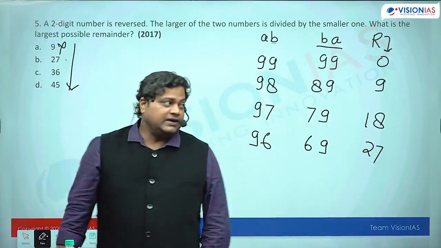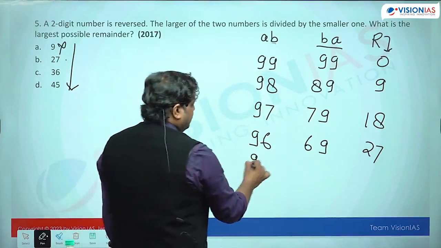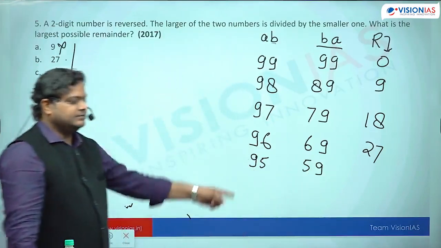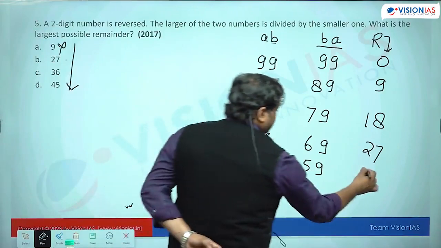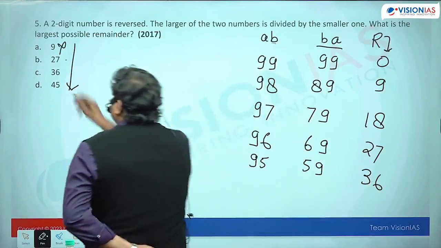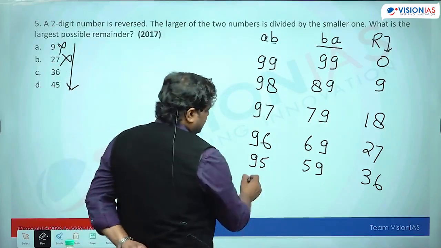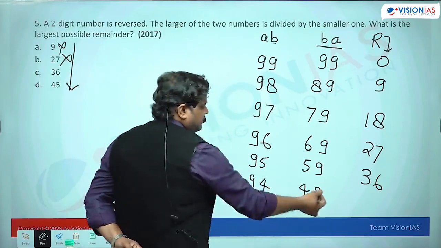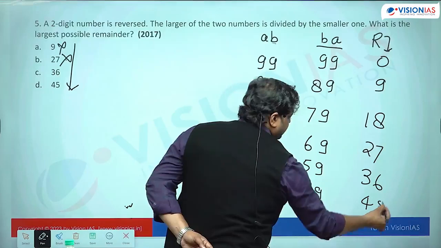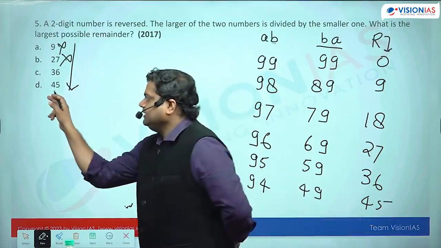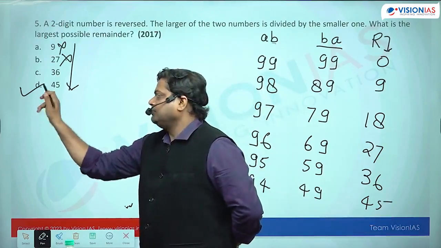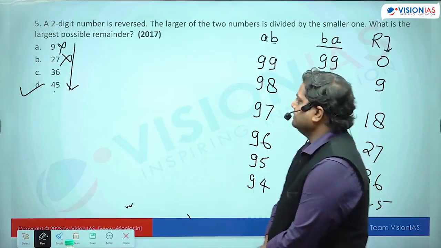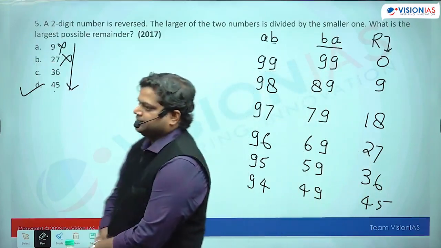27 आ गया. After this, 95, 59. What remainder we are getting? 36. So this 27 is also not the answer. 94, 49. What will be the remainder? 45. Do we have any number more than 45? We'll stop and we'll say the answer is 45. Answer is 45.